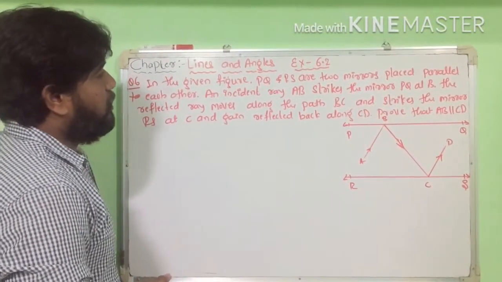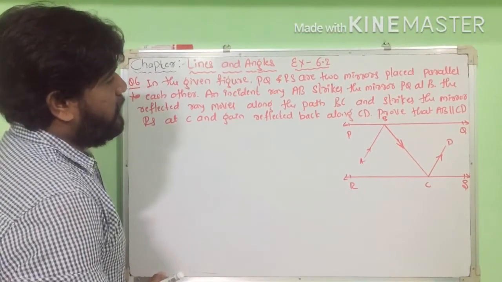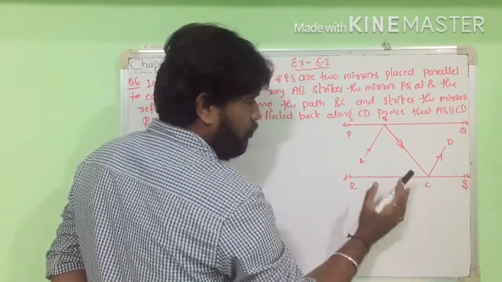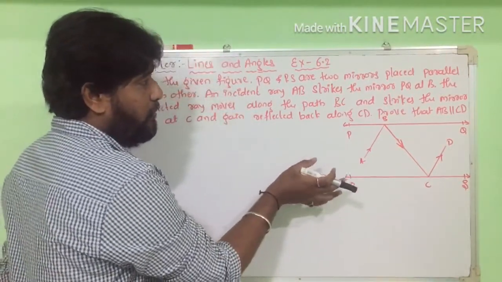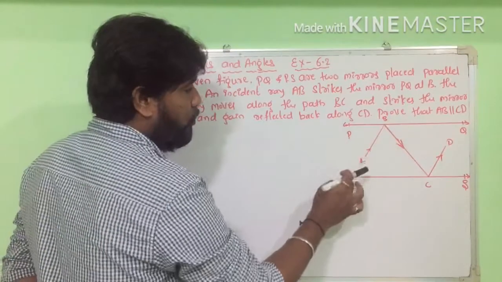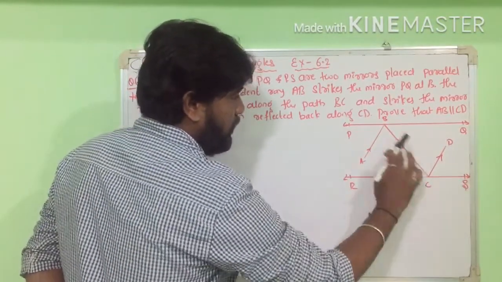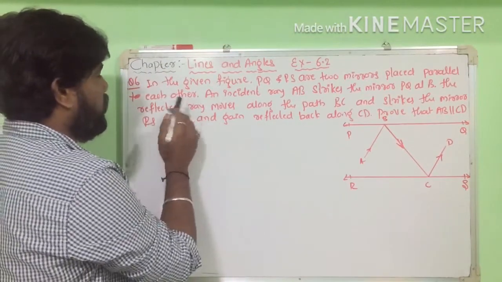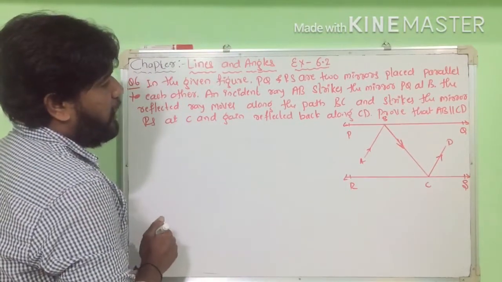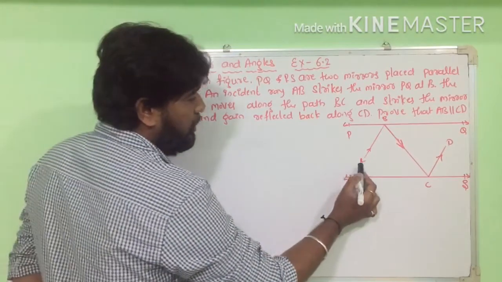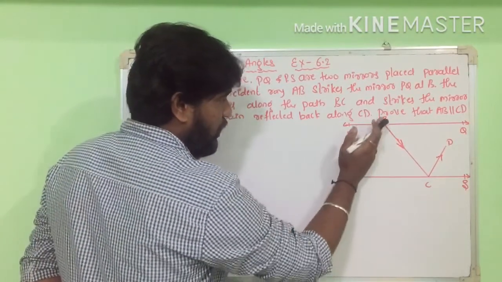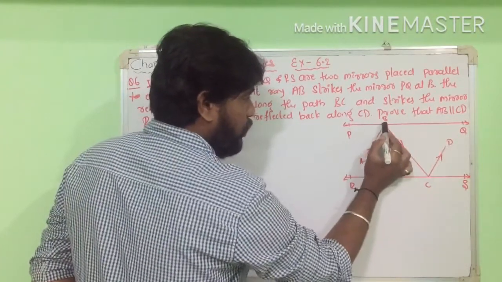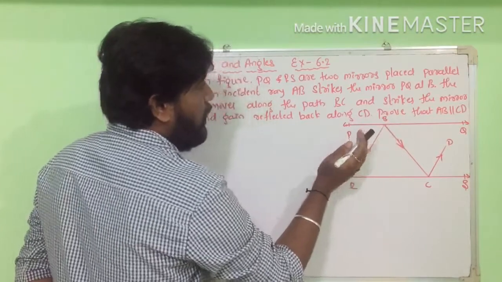In the given figure, PQ and RS are two mirrors placed parallel. So these two mirrors are placed parallel, which means PQ is parallel to RS. An incident ray AB strikes the mirror PQ at B.